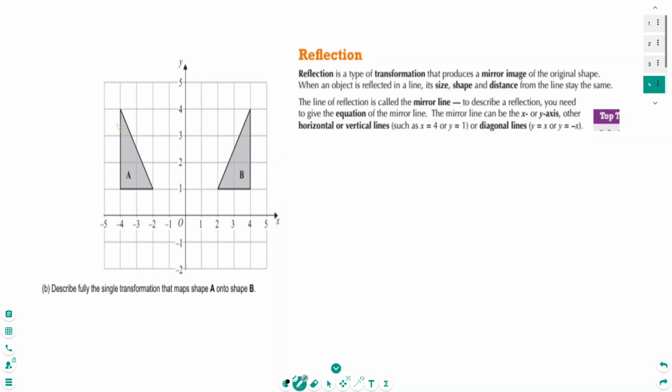In this example, we have a transformation that moved the A to the B. We see that the two triangles, the points of each triangle have the same distance to the vertical axis. So this is a reflection on the vertical axis.